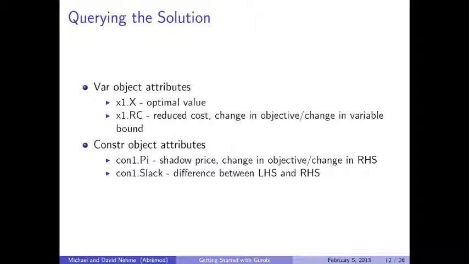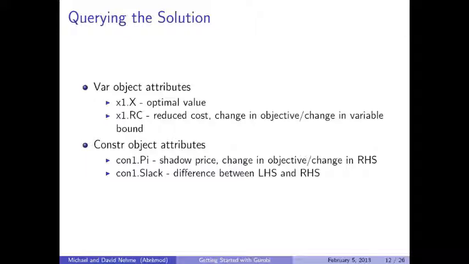Specifically, the variable attribute RC and the constr attribute Pi are attributes that tell you how your optimal cost would change if you were to perturb a constant in one of your constraints. So recall that we have two classes of constraints: we have simple bound constraints that operate on a single decision variable, and we have structural constraints that operate on functions of several decision variables.